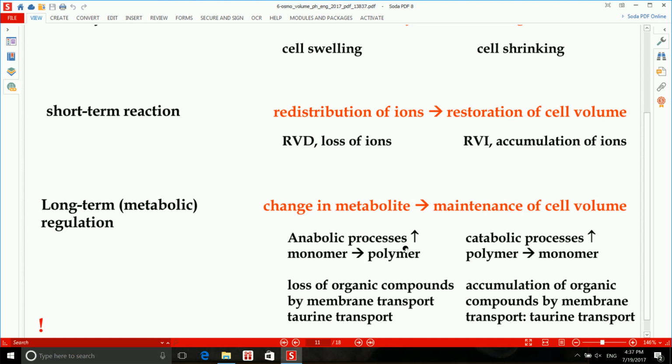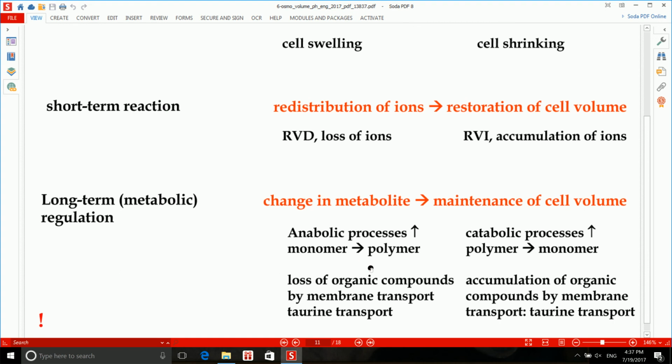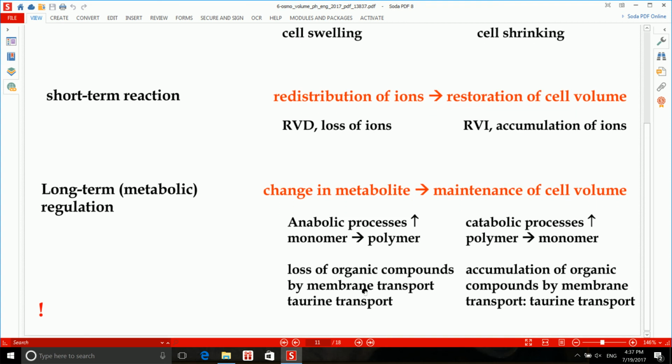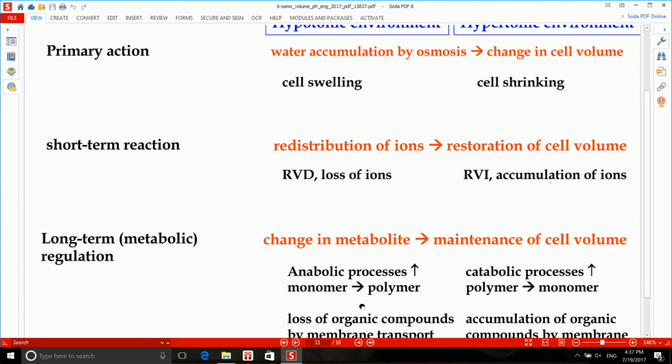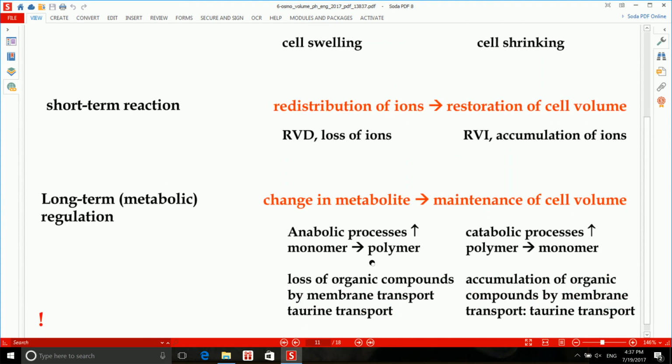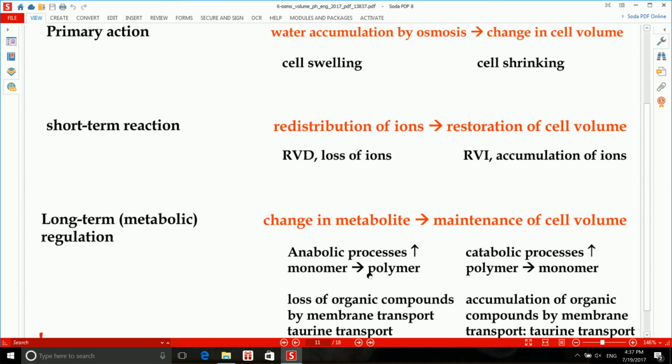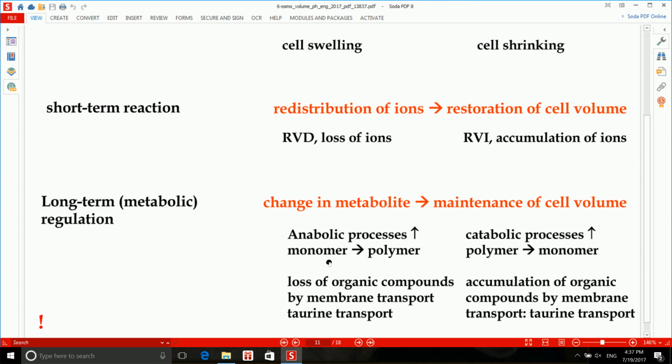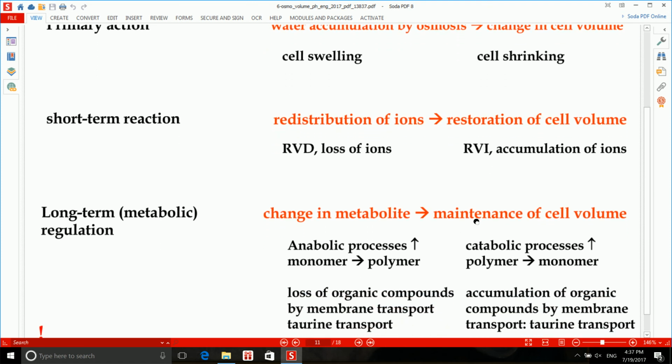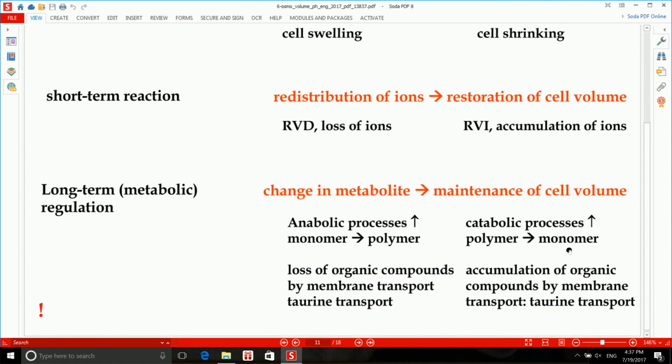Now there's another way to play with these metabolites, except depolymerizing them or polymerizing them. There's another way to play with them, and that is to transport them. So in case of a hypertonic environment, we can get rid of these metabolites. We can transport them outside the cell via these taurine transporters. And in case of a hypotonic environment, we can transport these metabolites inside the cell, again via these taurine transporters. So what these taurine transporters do is that they transport metabolites.